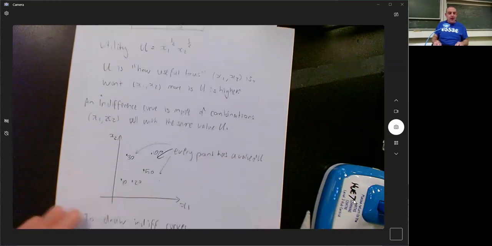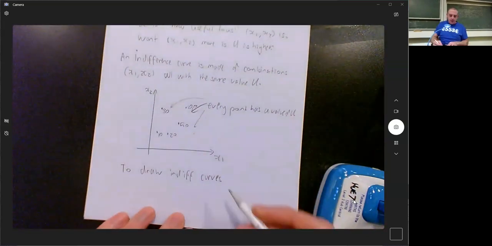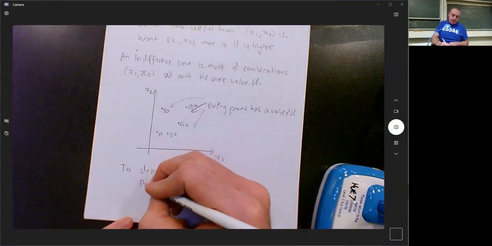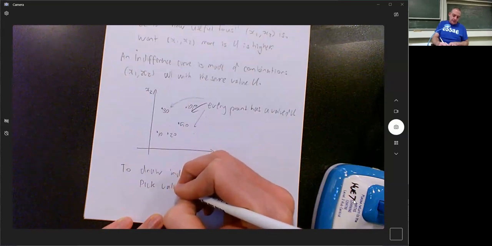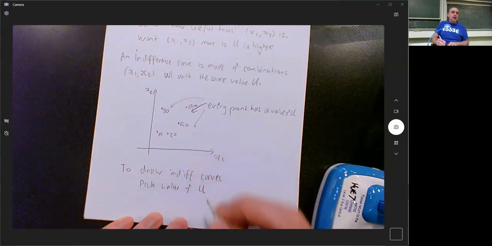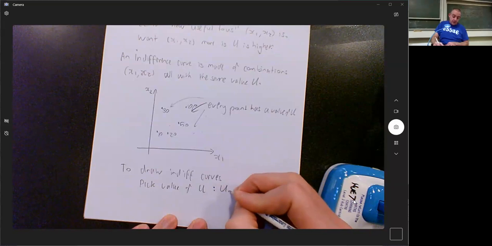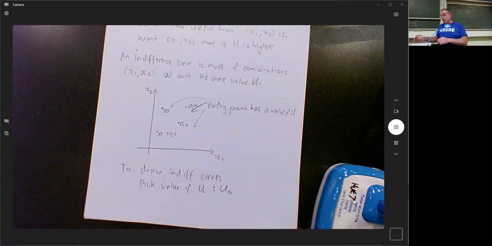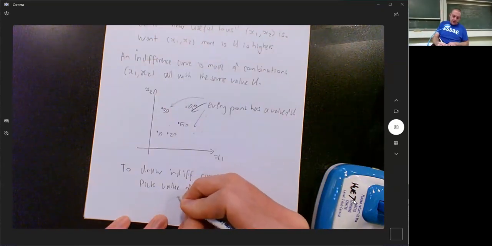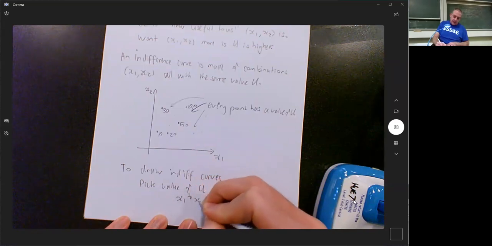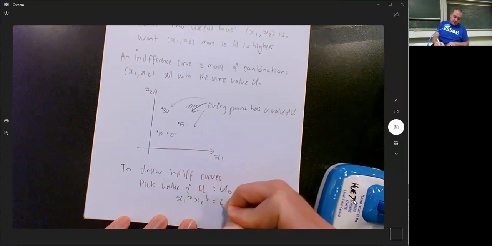But if you want to draw them by hand, you're going to have to pick a value of u, and so that everybody knows that you've picked a specific value of u and you're not thinking about all the values of u that could be, you normally call it u0. I don't know why 0. The 0 is the one that I'm thinking of at the moment. And so then you can say, all right, so x1 to the half, x2 to the half works out to be this specific answer.